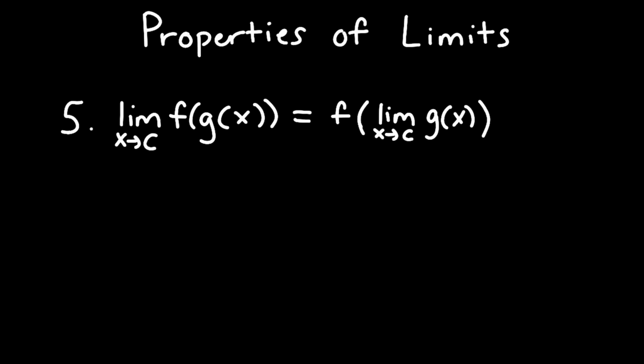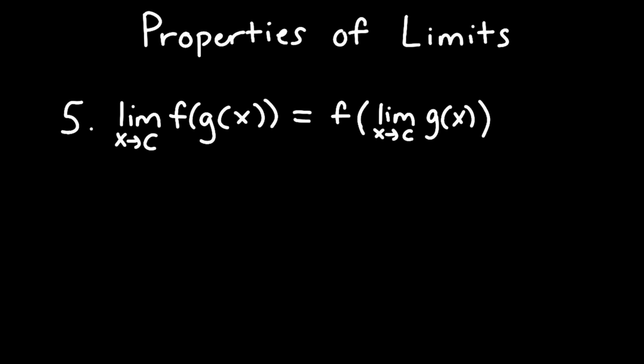Now, the final property of limits is the composite function property. This is probably the most complicated one and probably the trickiest one to get down, but after I explain it, it's definitely going to become a lot clearer. So basically, if you have the limit of a composite function, which is just when you have a function that has a function inside of it, you can pull out the outer function outside of the limit.